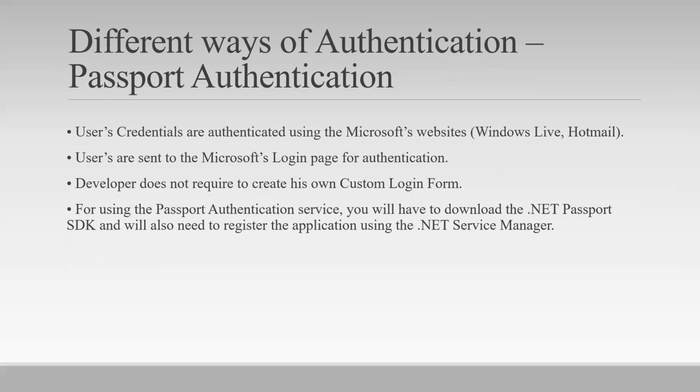The last type of authentication is passport authentication. For passport authentication, user credentials are authenticated using the Microsoft websites, like Windows Live, Hotmail, or Outlook. Then these users are sent to the Microsoft login page for authentication, where they are authenticated only, not authorized. The developer here does not need to create his own custom login form because it uses the Microsoft login page. And for using the passport authentication service in your application, you will have to download the .NET Passport SDK, and you also have to register your application using the .NET Service Manager.